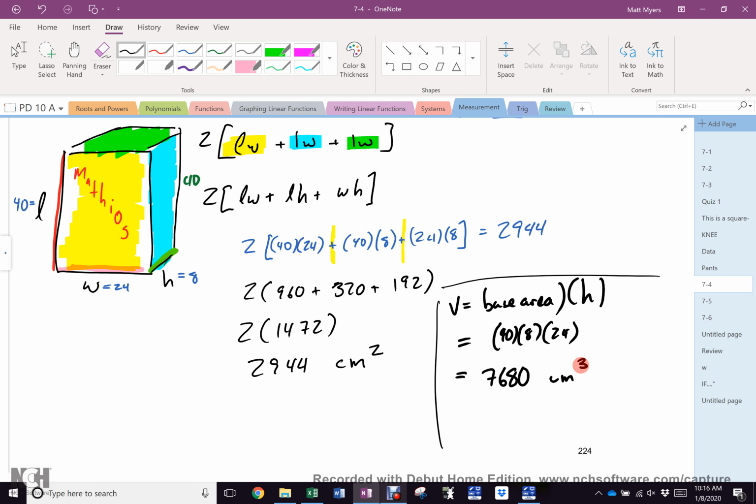Now, does that mean I could fill that box with exactly 7,680 centimeters cubed? No, because that box will have a very slight bit of volume. Its capacity is very slightly less. Does everyone understand? Okay.